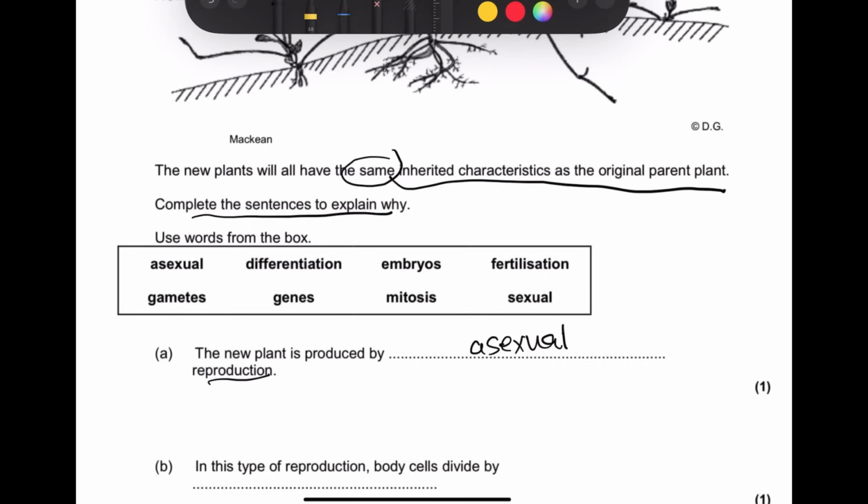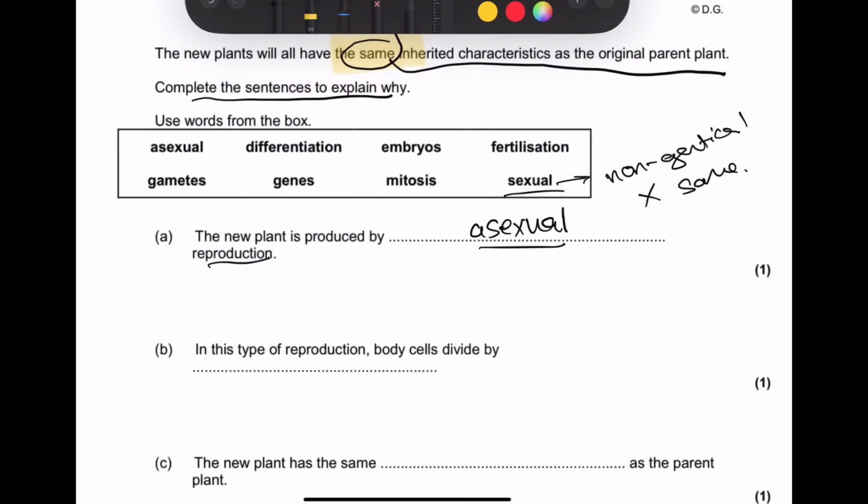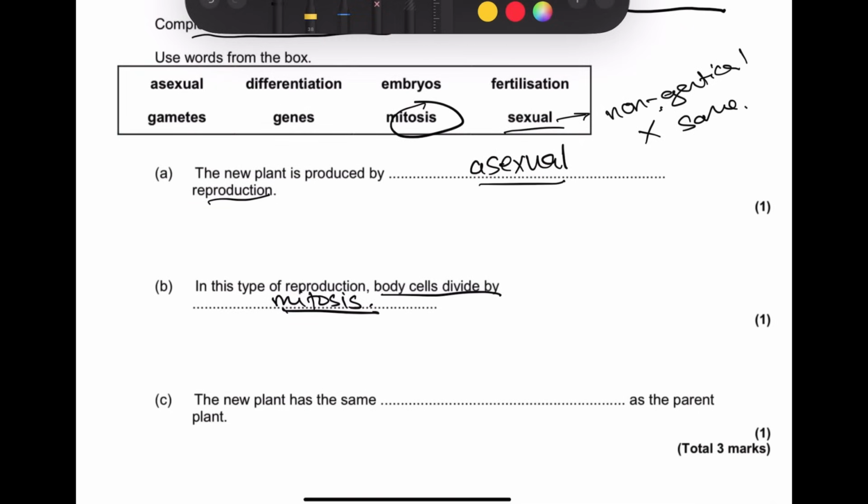Because it's asexual reproduction, we saw the word same, and because it's the same, we know that it's genetically identical. So genetically identical offspring are made by asexual reproduction. Sexual reproduction makes non-genetically identical daughter cells, so it is not the same. In this type of reproduction, body cells divide by mitosis, because mitosis is what makes everything genetically the same. It is meiosis that makes it non-genetically identical. So the new plant has the same genes as the parent. This all goes hand in hand, so I recommend that you learn it completely.